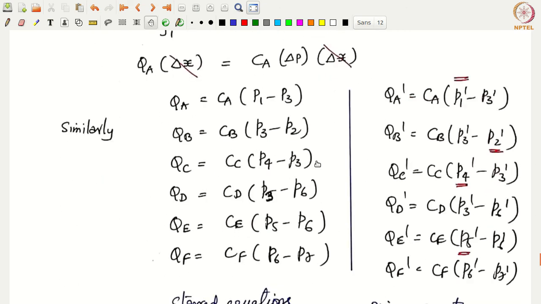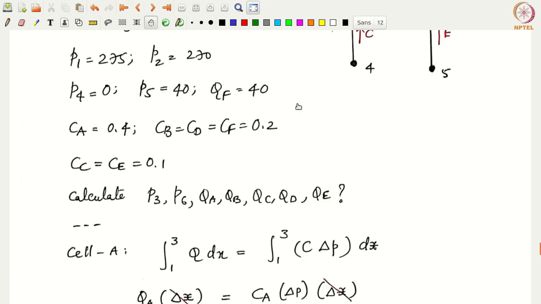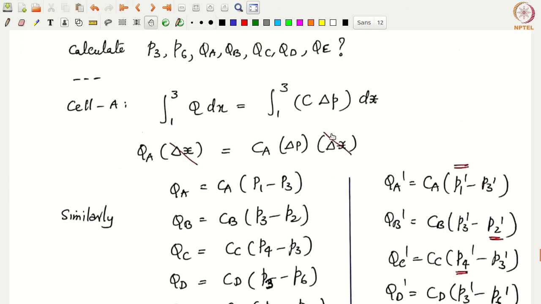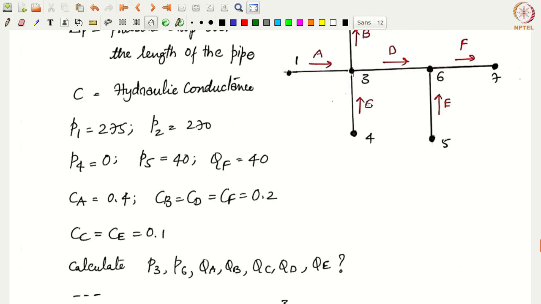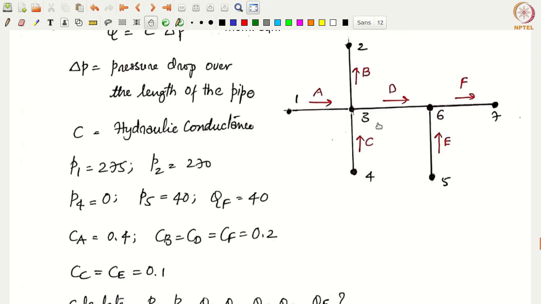Similarly, you can write the equations. So what will be QB? QB would be equal to CB times (P3 minus P2), because the flow is going that way. Similarly, what would be QC? QC would be equal to CC times (P4 minus P3). So that is QC equals CC times (P4 minus P3). And what would be QD?